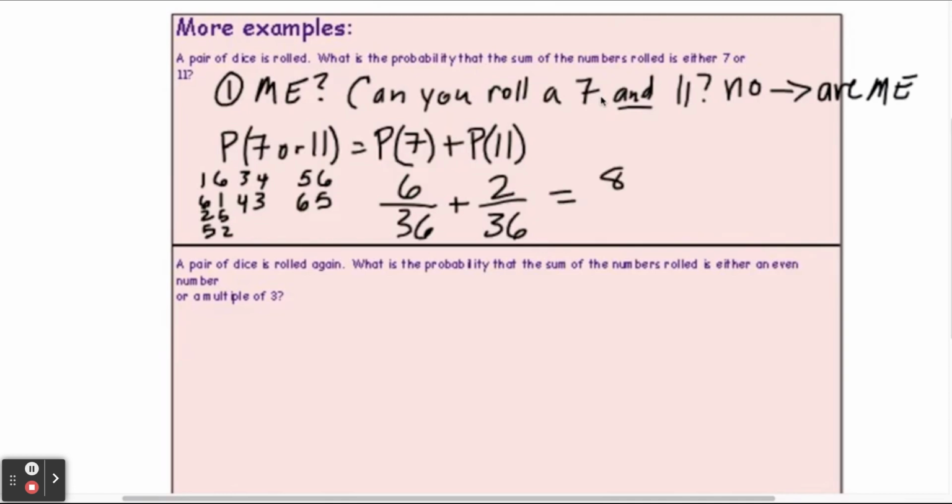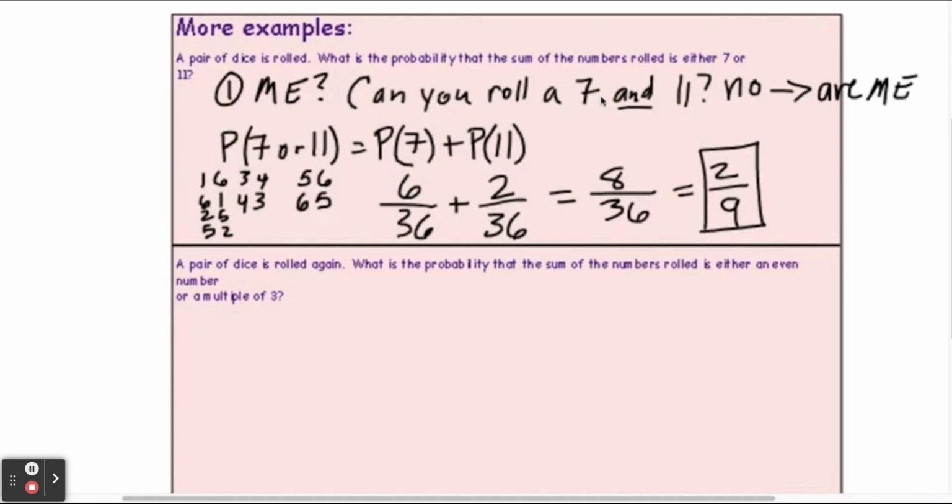When you are adding fractions, you add straight across the top, and then you do not add the bottom. You do not add or subtract when you have a denominator. So we get 8 over 36. We should always simplify our fractions. If I divide by 4, the probability that you roll a 7 or 11 is 2 over 9.